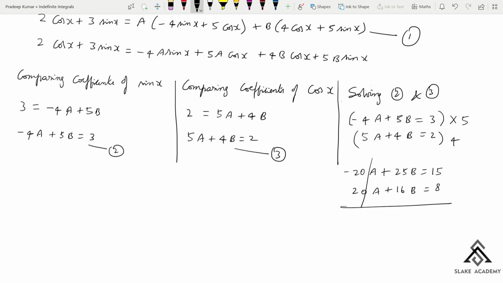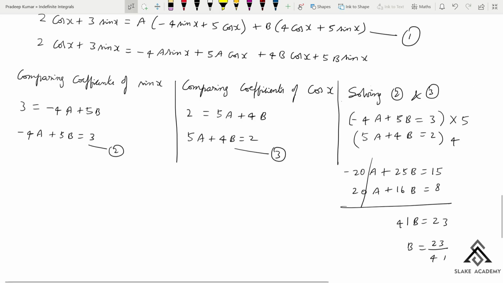Now the a terms cancel. 25 plus 16 is 41b equal to 15 plus 8, which is 23. So we get the b value as 23 by 41. Alright, 23 by 41 is the b value which we got.